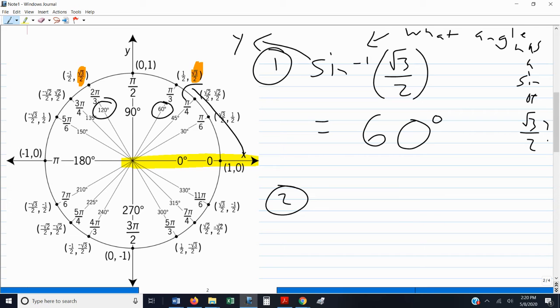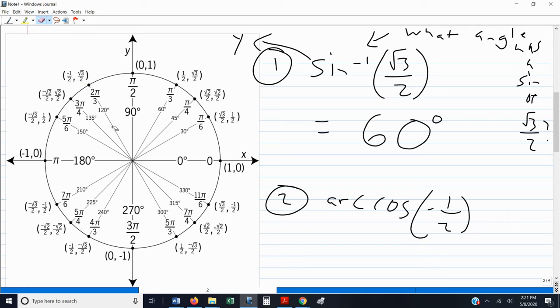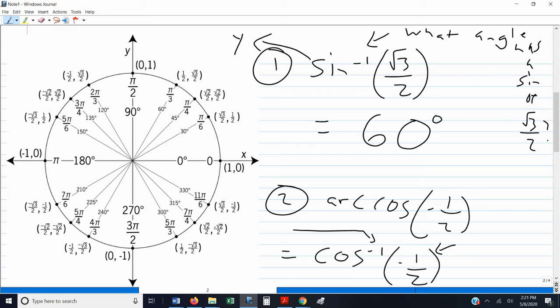All right, let's just change my order for a second. Let's do arc cosine of -1/2. So for this one, I wanted to show you that arc notation. That actually means the same thing as inverse cosine. And you'll see that on the worksheet as well. So arc cosine is inverse cosine. The inverse, again, is saying what angle is going to give you a cosine of -1/2.